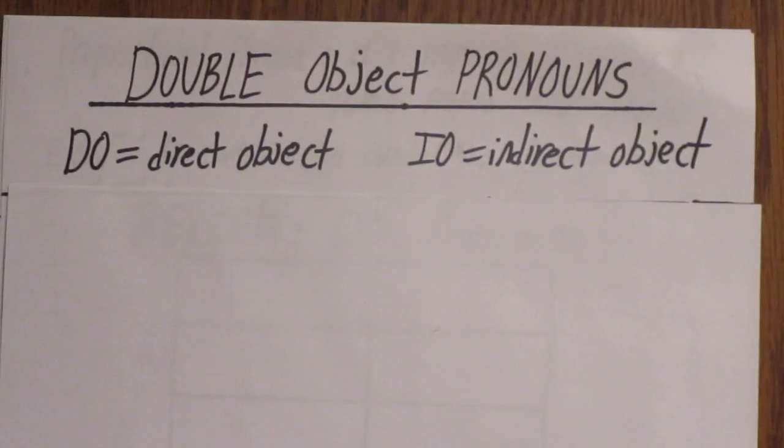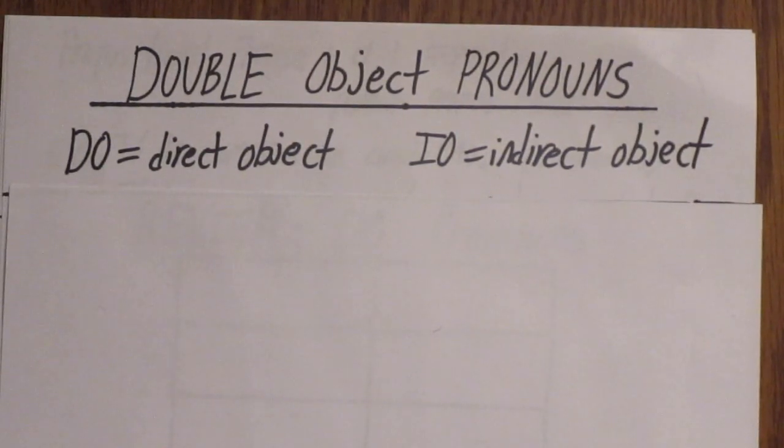Welcome. Today, we will be learning about how to use both direct and indirect object pronouns in the same sentence in Spanish. Just a quick note, in this lesson I will be using the abbreviations IO for indirect object and DO for direct object. Now let's begin.